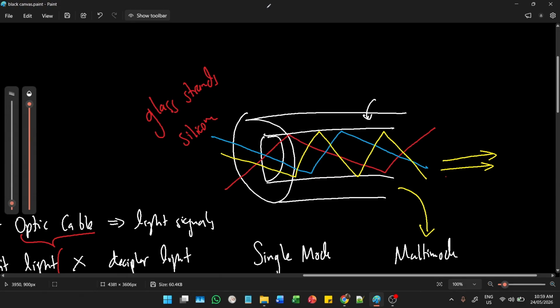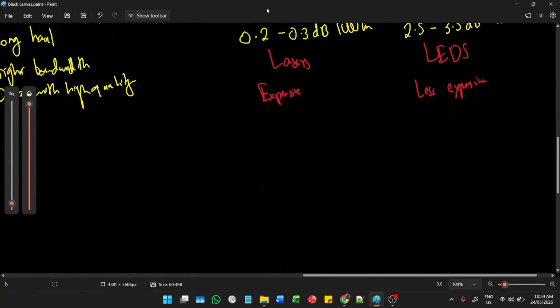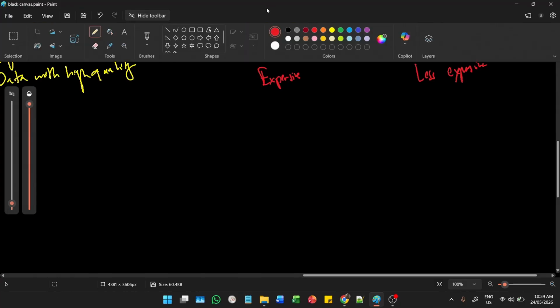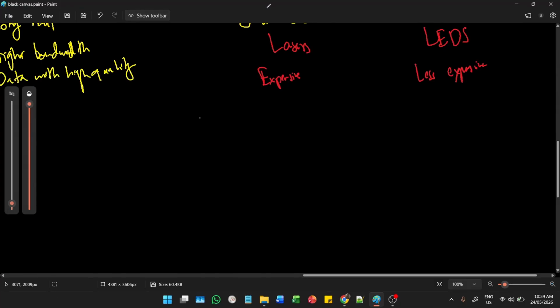So now we have a few connectors to talk about. Now, bear in mind, it's a bit hard to remember, but remember this. There's something called ST, which stands for straight tip. There's something called SC, which stands for subscriber connector.